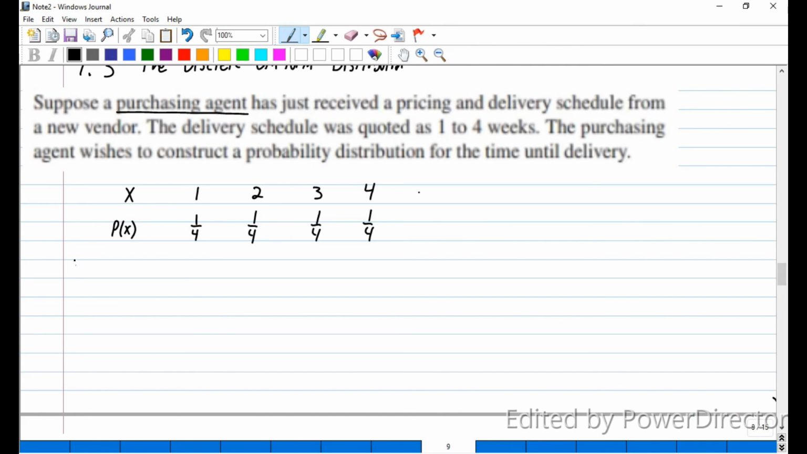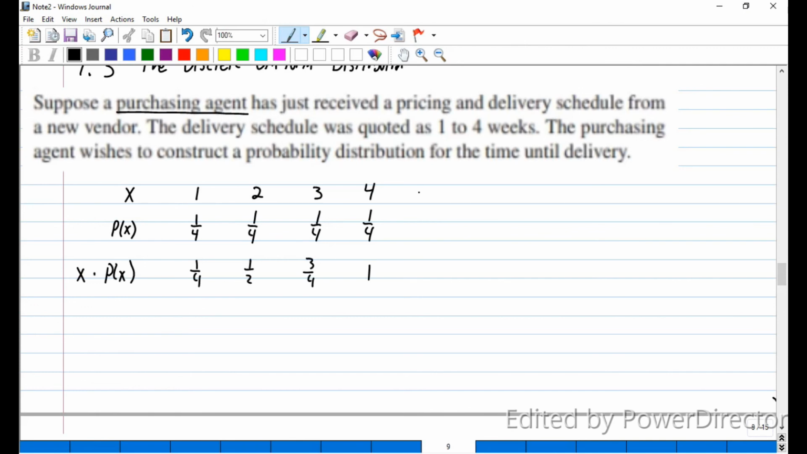But if I needed a column, x times p of x, for the expected value, it's not real hard to figure out, because that would be 1/4. This would be 2/4 or 1/2. That would be 3/4. That would be 4/4 or 1. So you sum all those up and you have the mean of that uniform distribution.